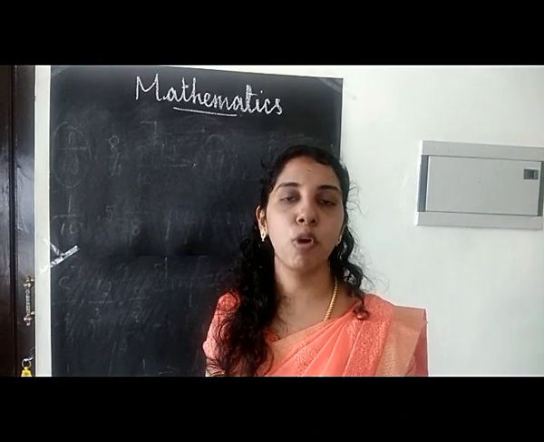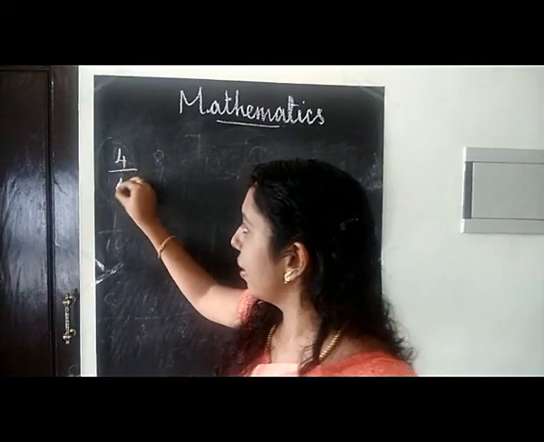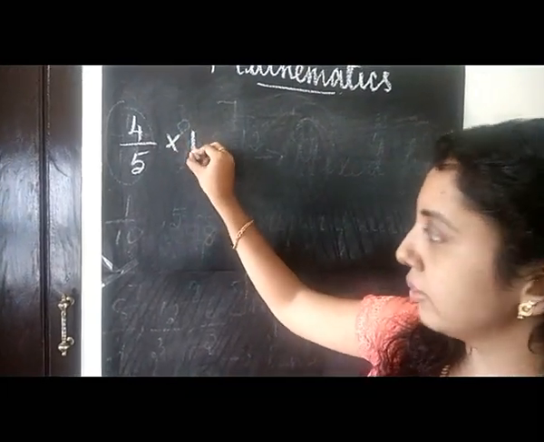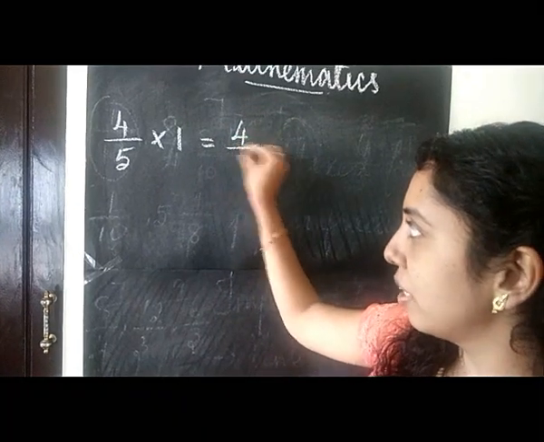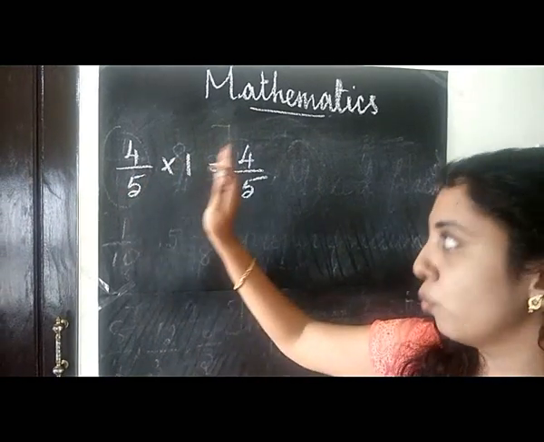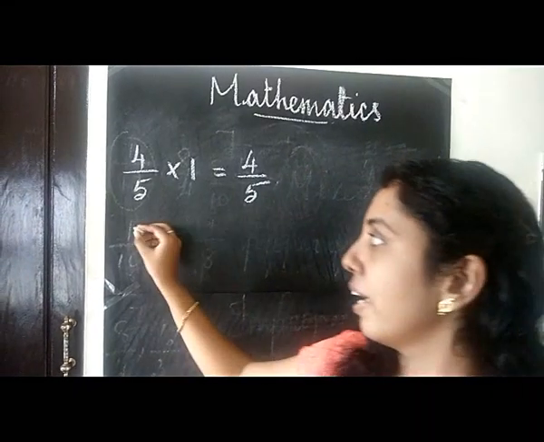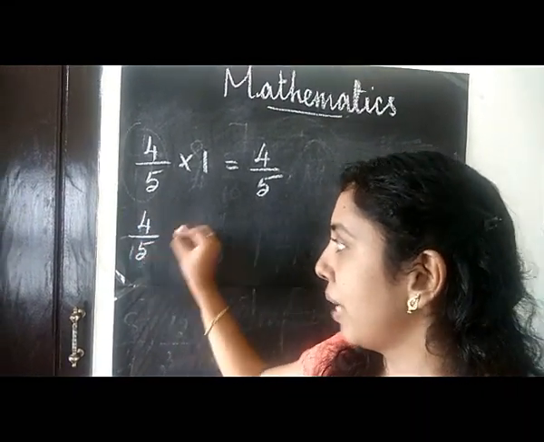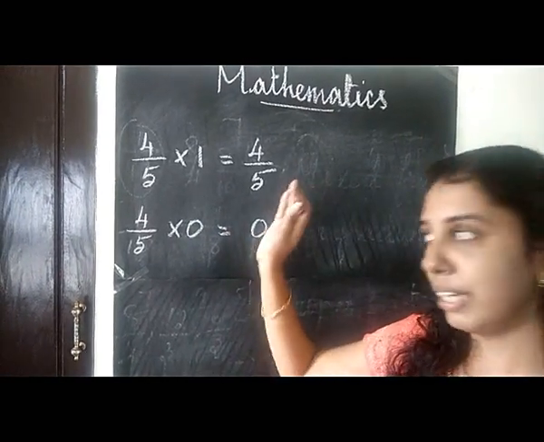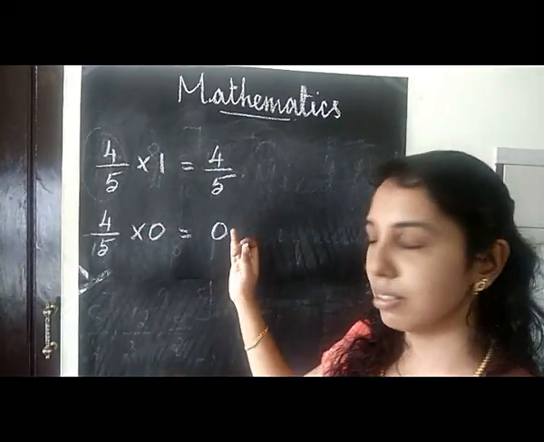Let's see some basic property of fractional numbers. It is a fractional number 4 by 5. If you multiply this fractional number by 1, the result is the same fractional number 4 by 5. So if you multiply any fractional number by 1, the answer is the same fractional number. Next, if you multiply a fractional number by 0, the answer is 0. So if you multiply any fractional number, otherwise any number, by 0, the answer is 0.